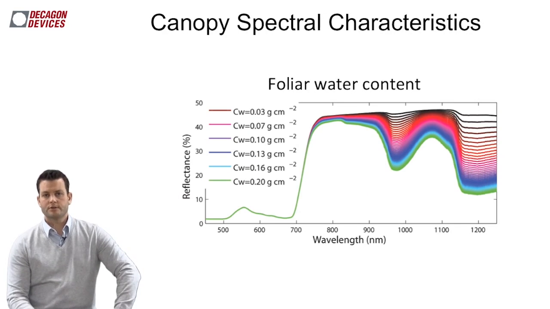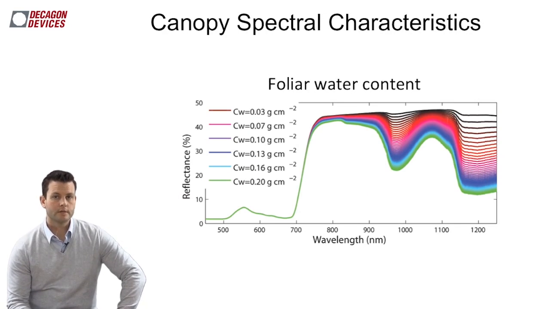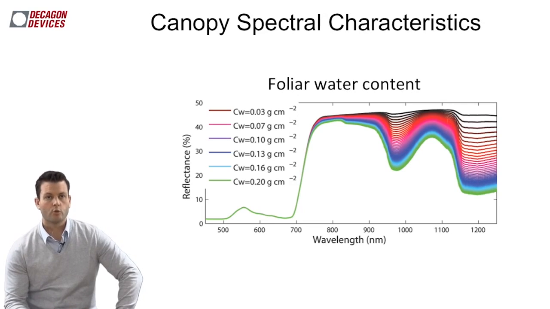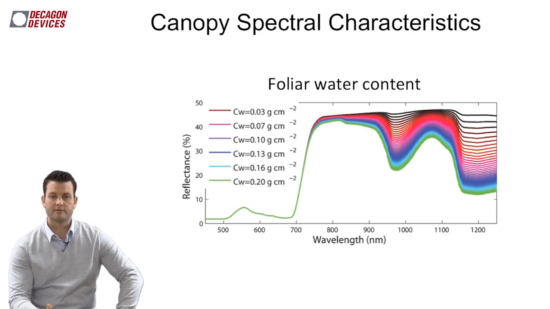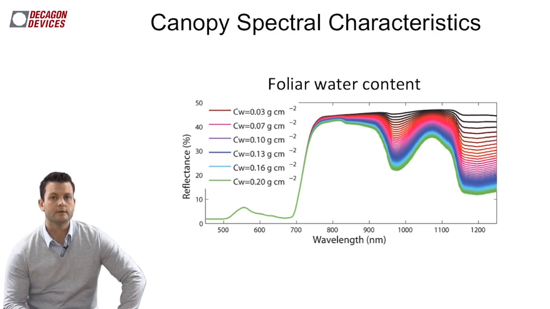Foliar water content can also strongly influence a leaf spectrum. But you'll see here that I'm plotting more of the spectrum off into the near-infrared, because that's where most of the water effect is. We don't really see it in the visible. A little bit in the near-infrared, right around 800 nanometers, it really starts to pick up. But it's at those longer wavelengths where water content really has an influence.